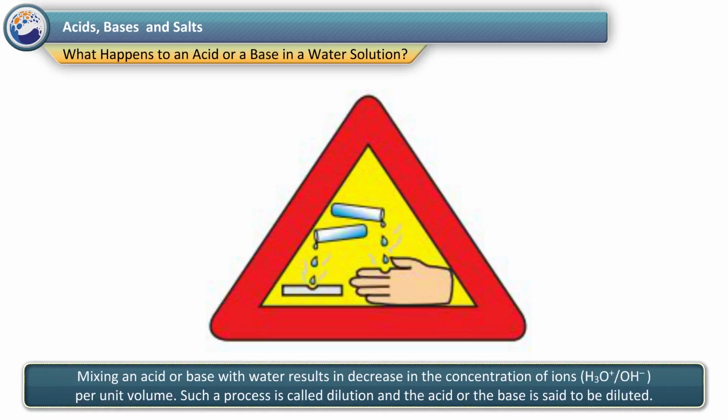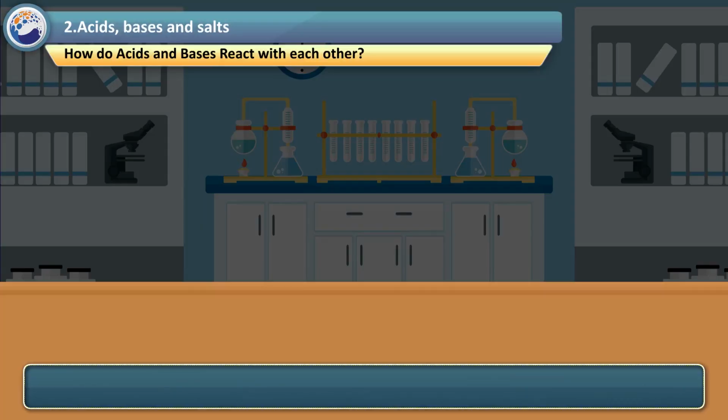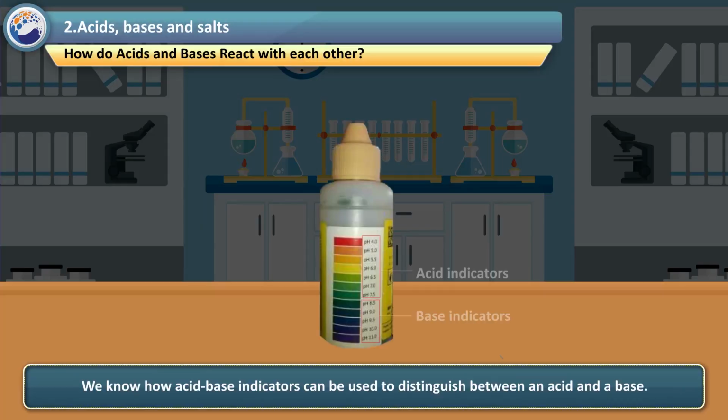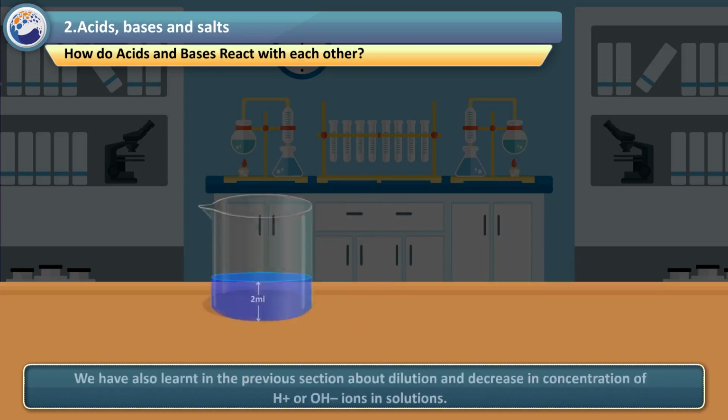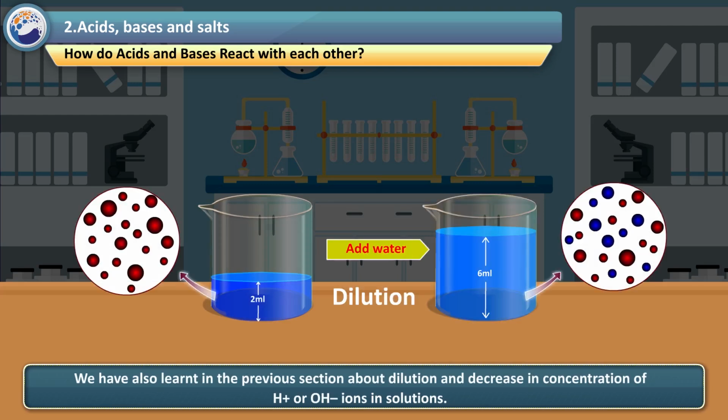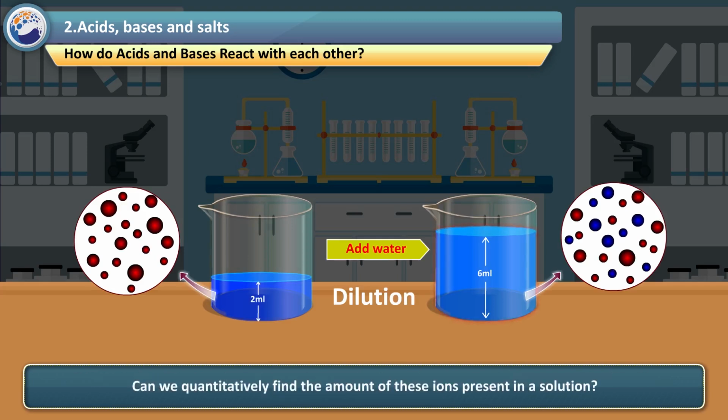Mixing an acid or base with water results in a decrease in the concentration of ions, H3O+ and OH-, per unit volume. Such a process is called dilution and the acid or the base is said to be diluted. How strong are acid or base solutions? We know how acid-base indicators can be used to distinguish between an acid and a base. We have also learnt in the previous section about dilution and decrease in concentration of H+ or OH- ions in solutions. Can we quantitatively find the amount of these ions present in a solution?